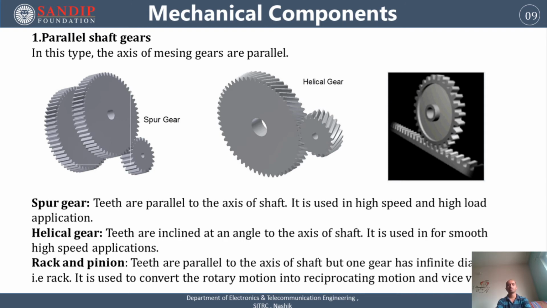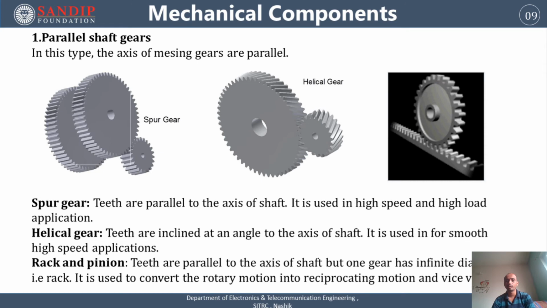Second of the parallel shaft gears is the helical gear. Here, the teeth are inclined to the axis with some angle, and they are generally used for smooth high speed applications. For smooth applications we use the helical gear, and their teeth make some angle with respect to the axis. Third important pair is a rack and pinion.